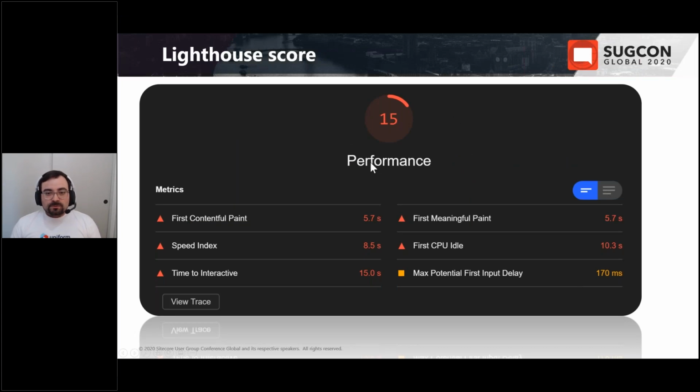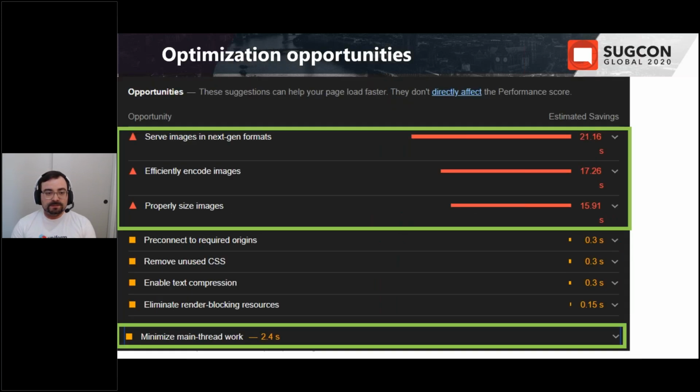So as we're looking at the site, the original score was 15, which is not the lowest that I've seen, but it's pretty bad. Time to interactive, 15 seconds. There's just no way to do this, and this was captured in a mobile profile. So mobile users would definitely not be pleased by this.